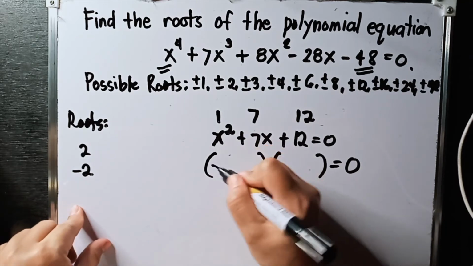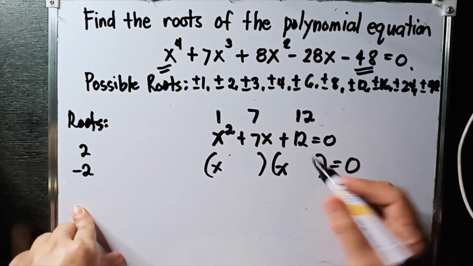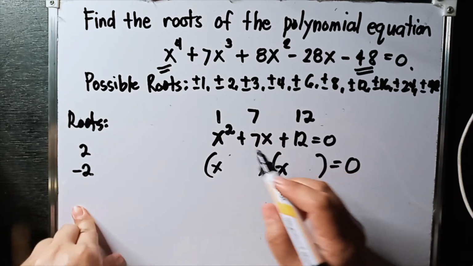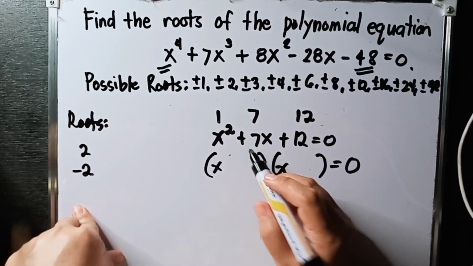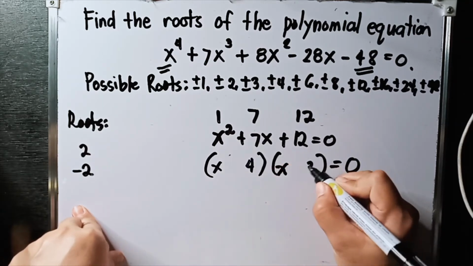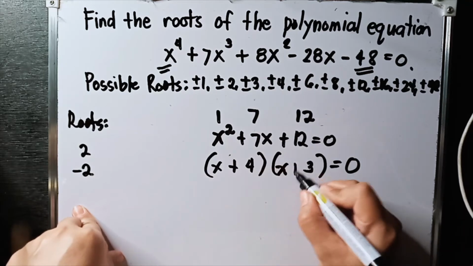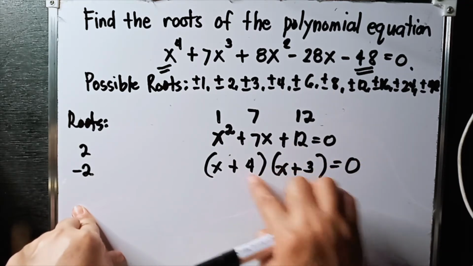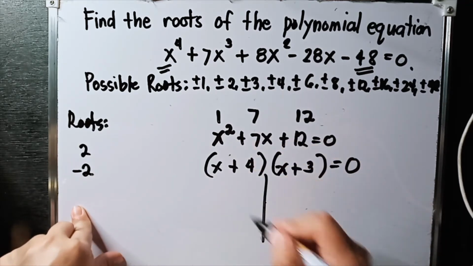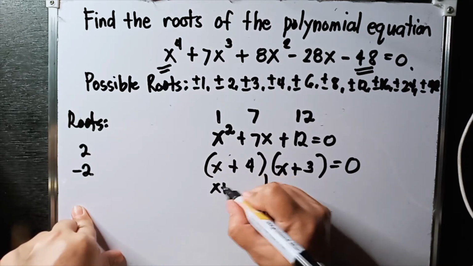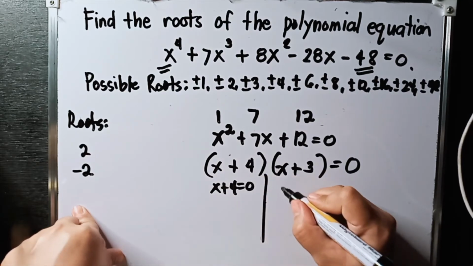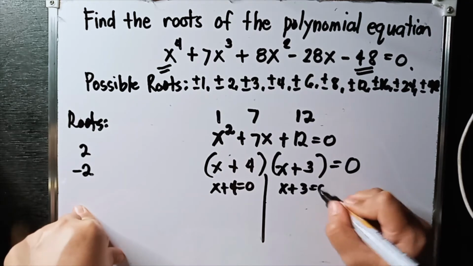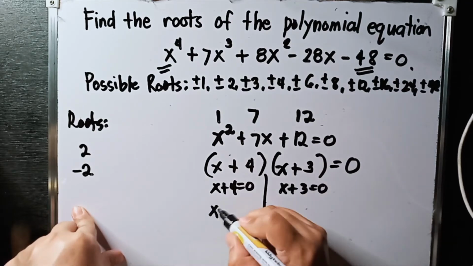So we factor the first term, which is x times x. And then factors of 12 that will give you a sum of 7. So those are 4 and 3. So we have positive, positive. 4 times 3 is 12. 4 plus 3 is 7. And then we're going to equate both factors to 0. x plus 3 equals 0. And then we solve for x.